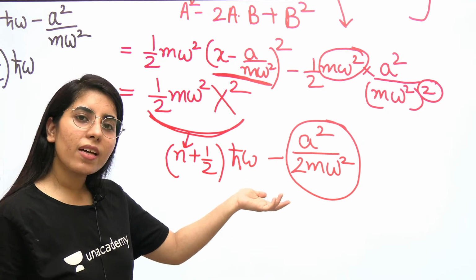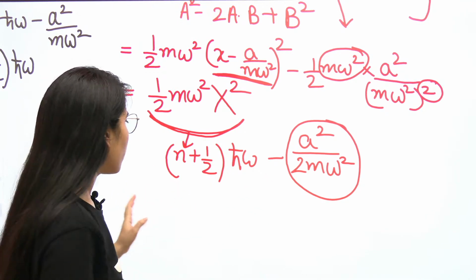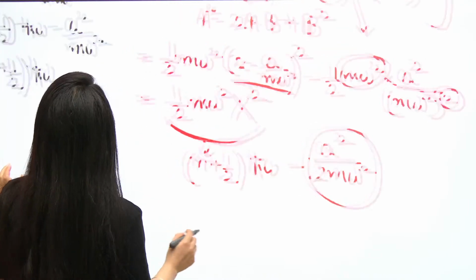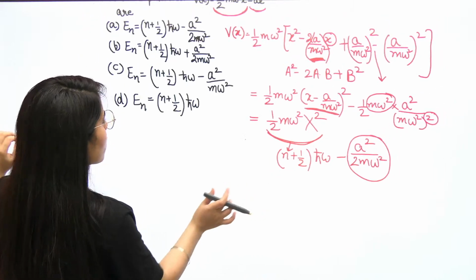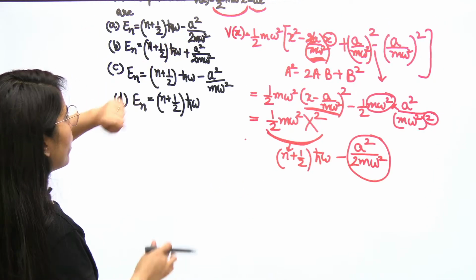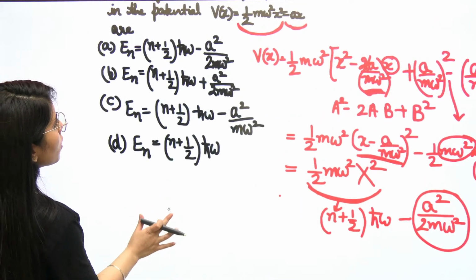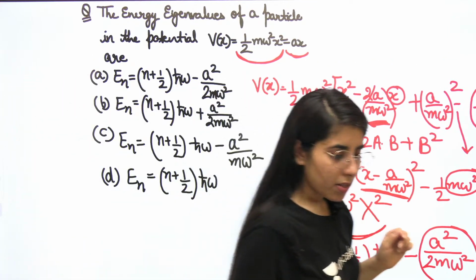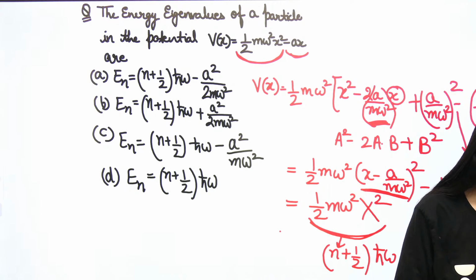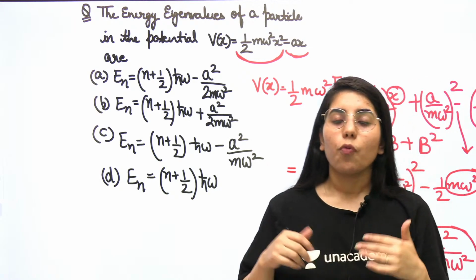You will just keep it as it is and you are getting your final answer, which will be (n plus half) h cut omega, and minus a square upon 2m omega square. And you can see it is matching with option A. So that is your right answer. So option A is the correct answer for this question. Clear? So guys, this was the discussion for this session.